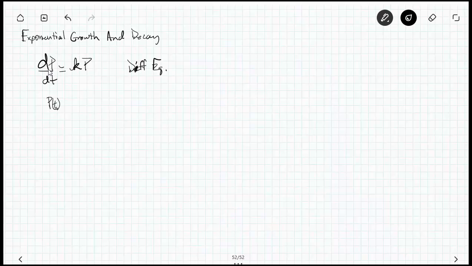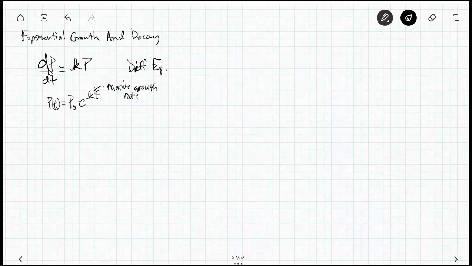First things first. Down the road, we will show that the solution to this differential equation is actually p of t equals p naught e to the kt. Hey, you've seen this before, right? This is the exponential growth and decay function. This k right here is called the relative growth rate.